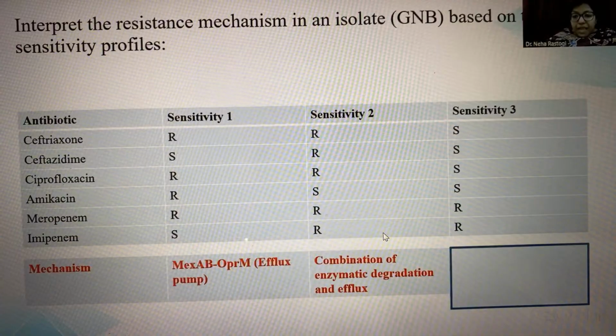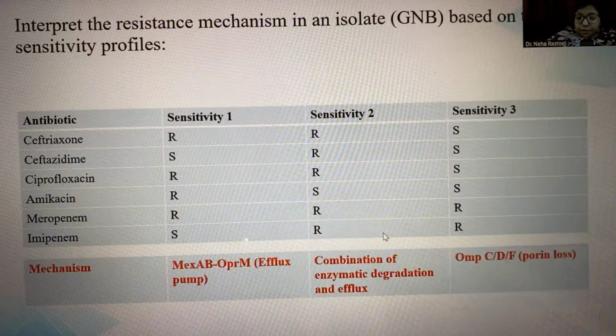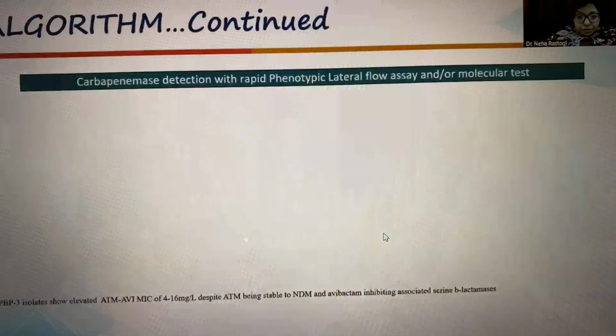And then the sensitivity pattern 3: you have ceftriaxone sensitive, ceftazidime sensitive, but the carbapenems are resistant. And then we used to think, okay, this might be a wrong report. But no, there can be a porin loss, seen a lot of times in Enterobacter, Serratia, and even in Pseudomonas, and this can also be a mechanism of action.